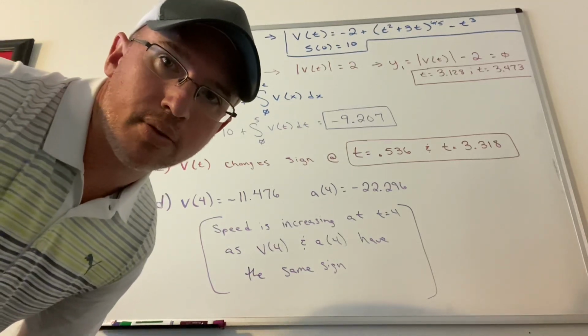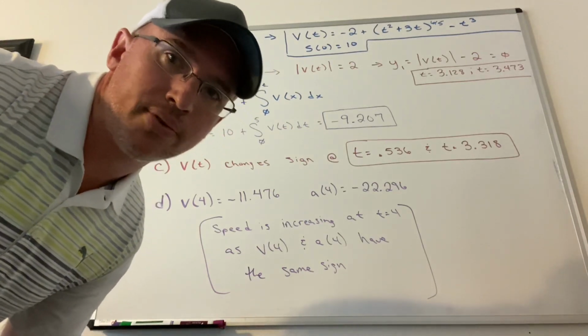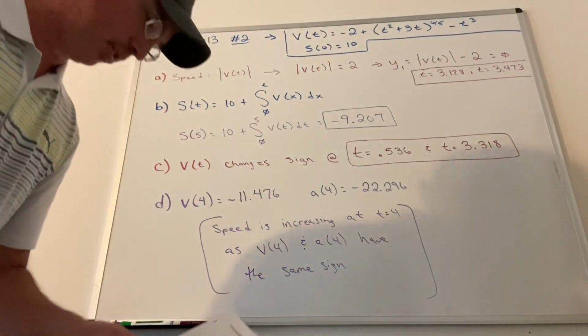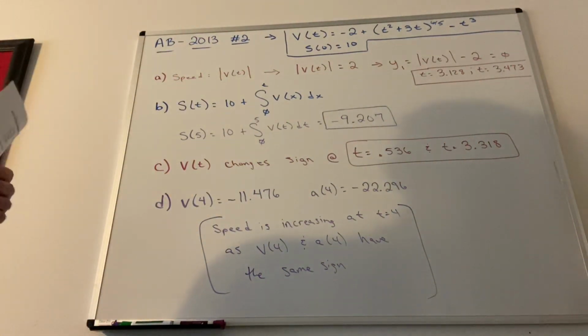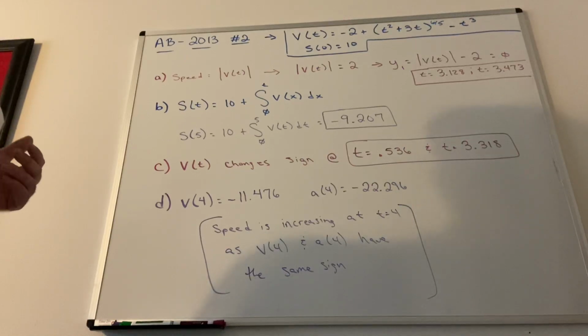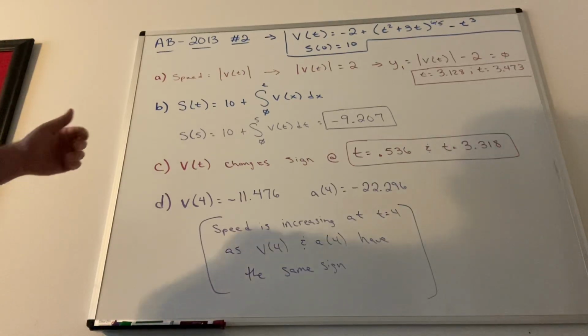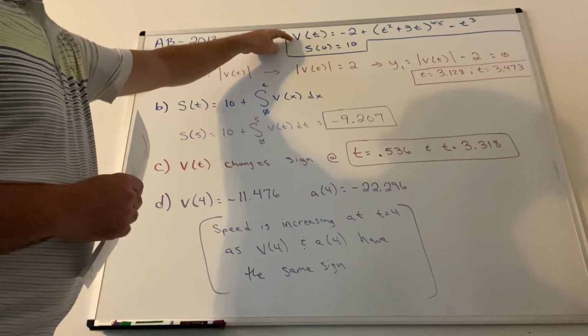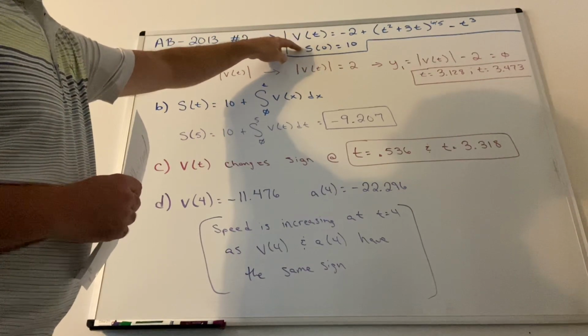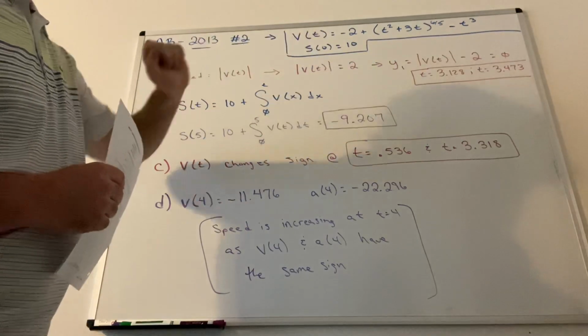All right, this is 2013, number 2 from the AB exam. This is this exam's position, velocity, acceleration question. And you're given a closed interval from 0 to 5. You're told the velocity is this. And you're told that the position at time 0 is 10.